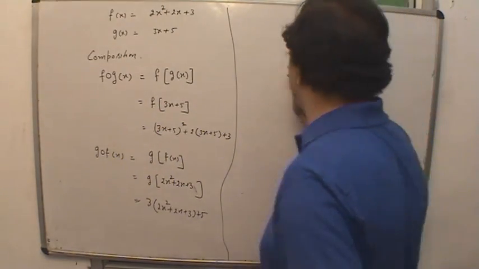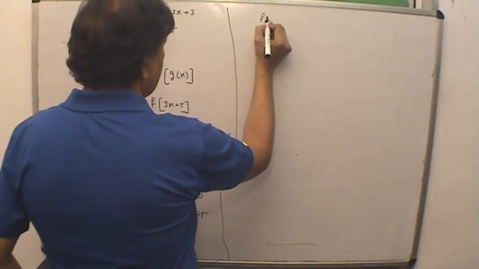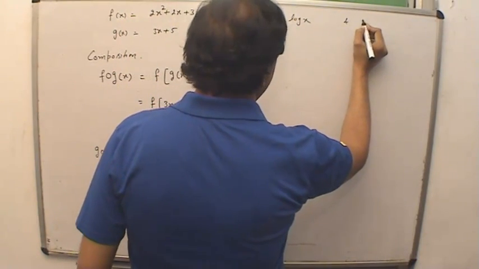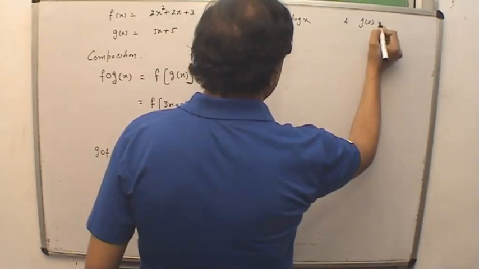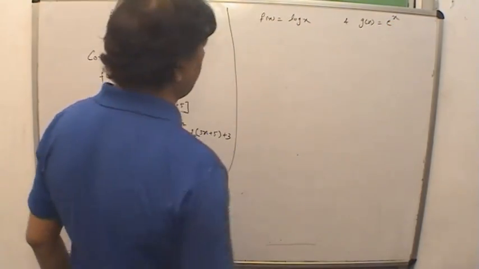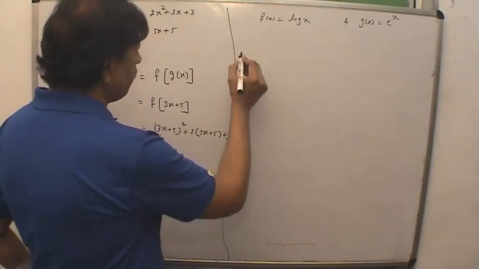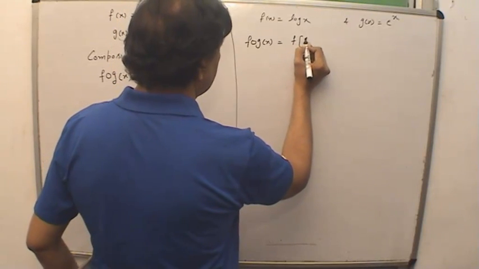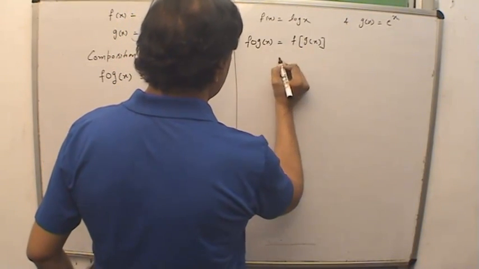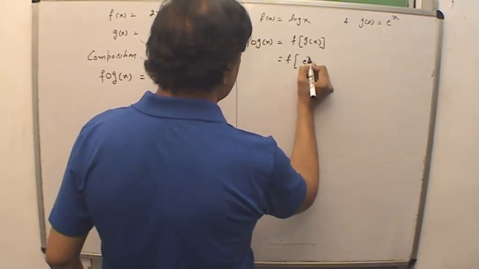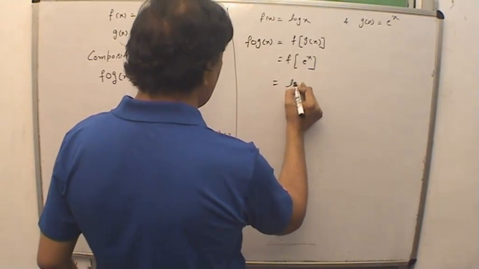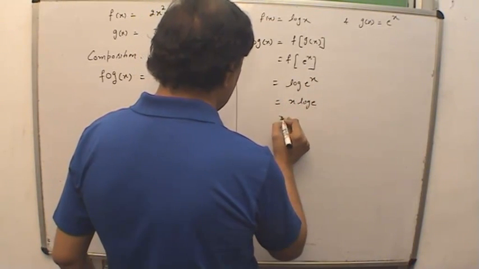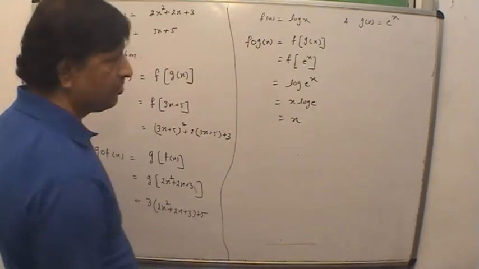Let us consider some more examples. Say f of x is equal to log x and g of x is equal to e raised to the power x. First of all, we find f composition g. That is f of g of x. What is g of x? That is e raised to the power x. That is log of e raised to the power x. That is x into log e, and that is equal to x. Log e is equal to 1.